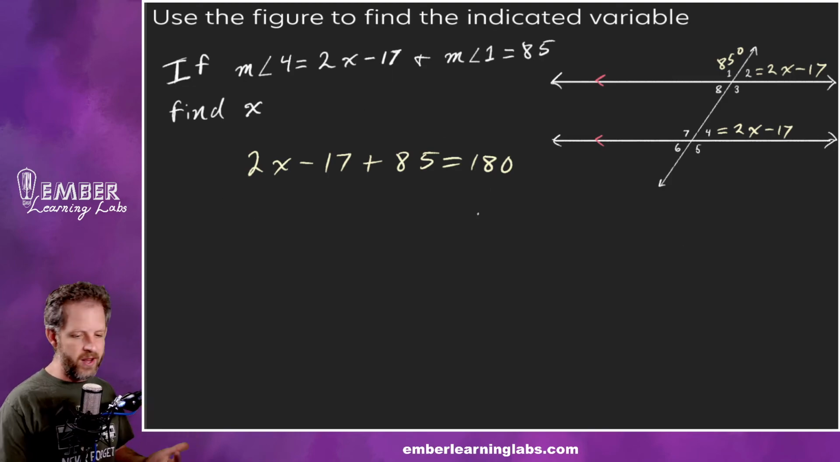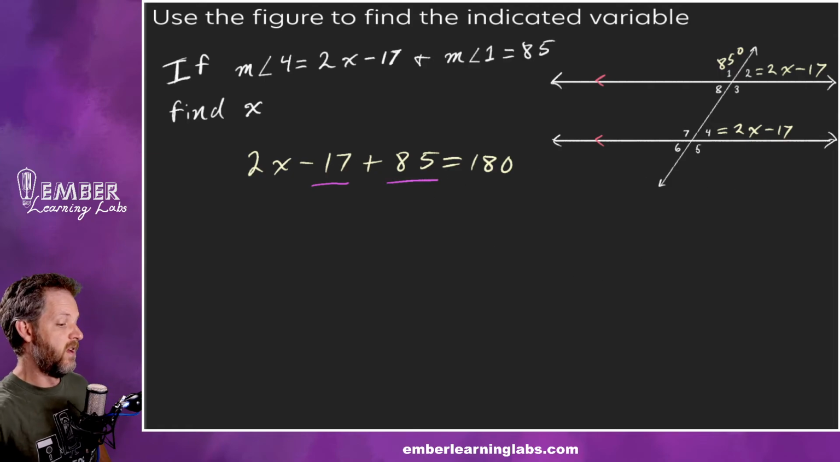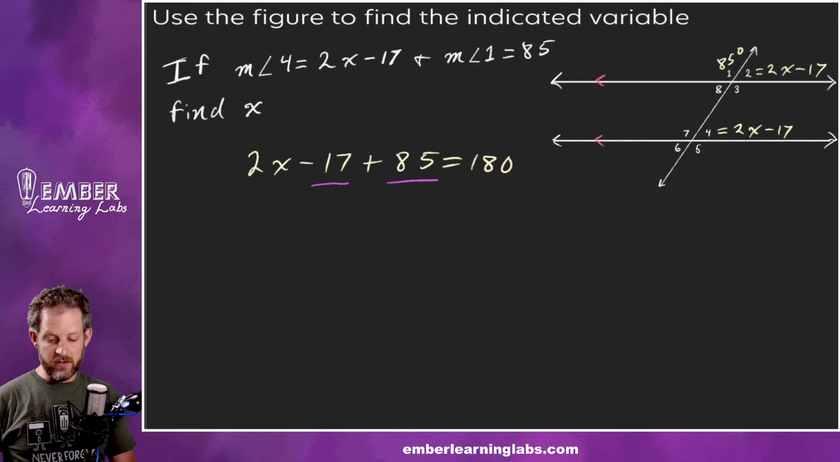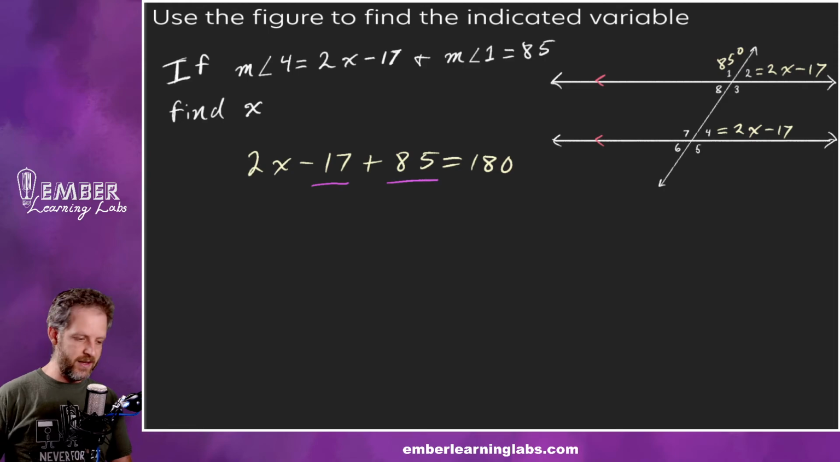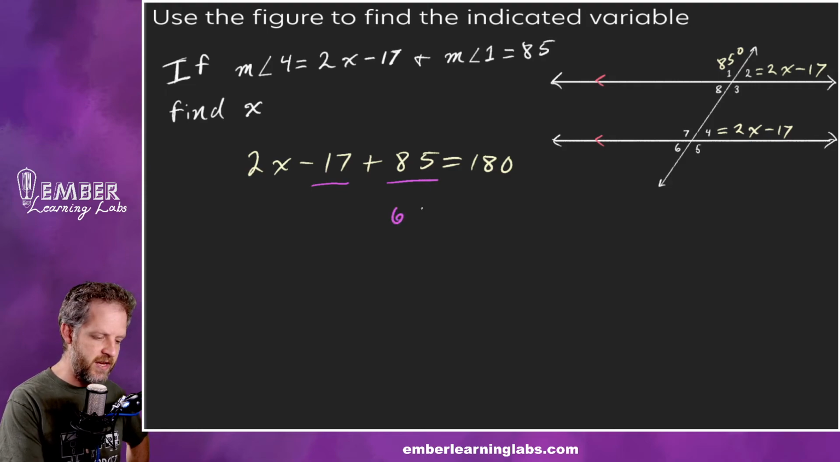So now we've got a really simple algebra problem. Let's go ahead and solve that. We'll combine like terms right here: negative 17 plus 85. I'm going to plug this in the calculator because I don't want to accidentally write something wrong without sanity checking myself. So negative 17 plus 85 is positive 68.